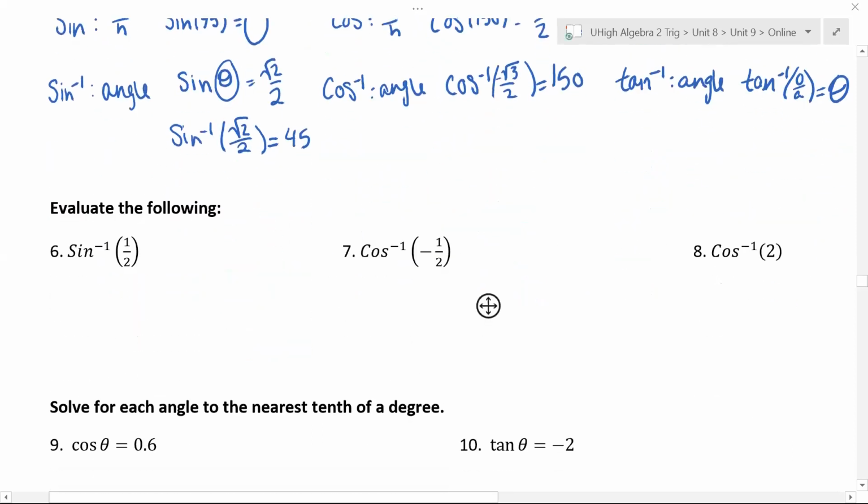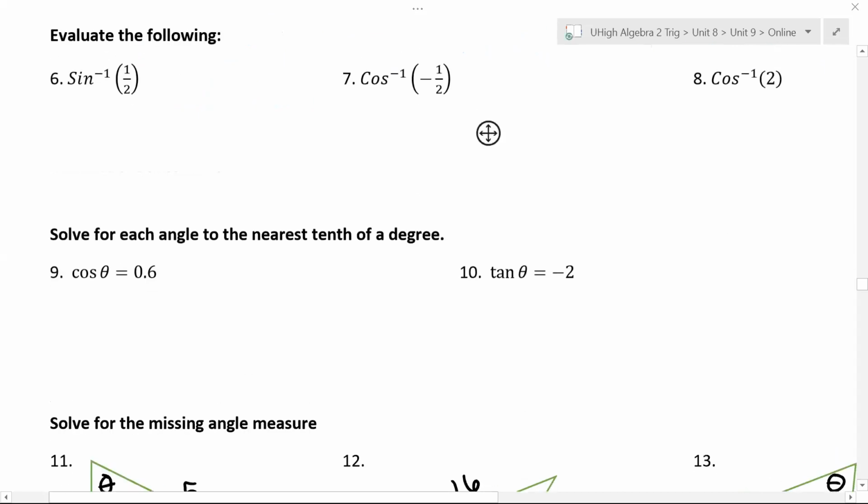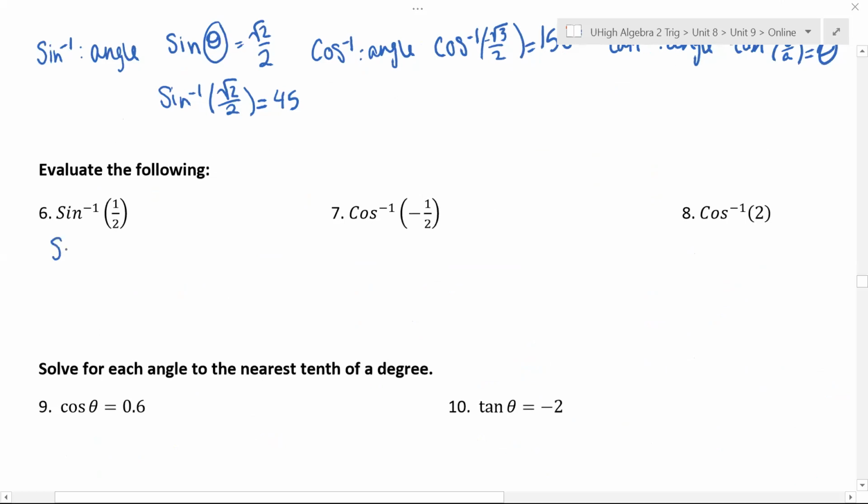So if I want to evaluate the following, we can do this. Let's do these top three just using our unit circle, and then the next 5 we will do with our calculator, so we learn how to do it that way. So the inverse sine of 1/2. This, in a more familiar way, would be if I wrote, I'm sorry, I don't know why it keeps doing that, the sine of theta equals 1/2.